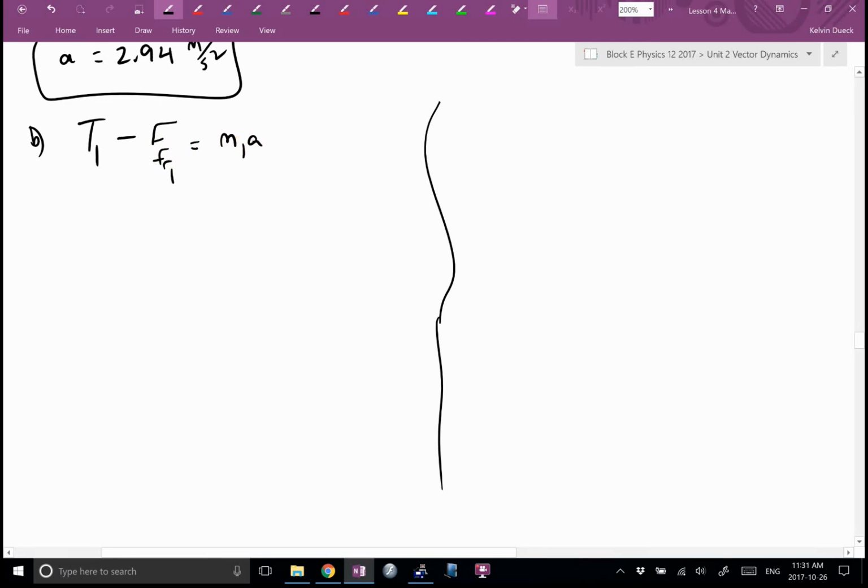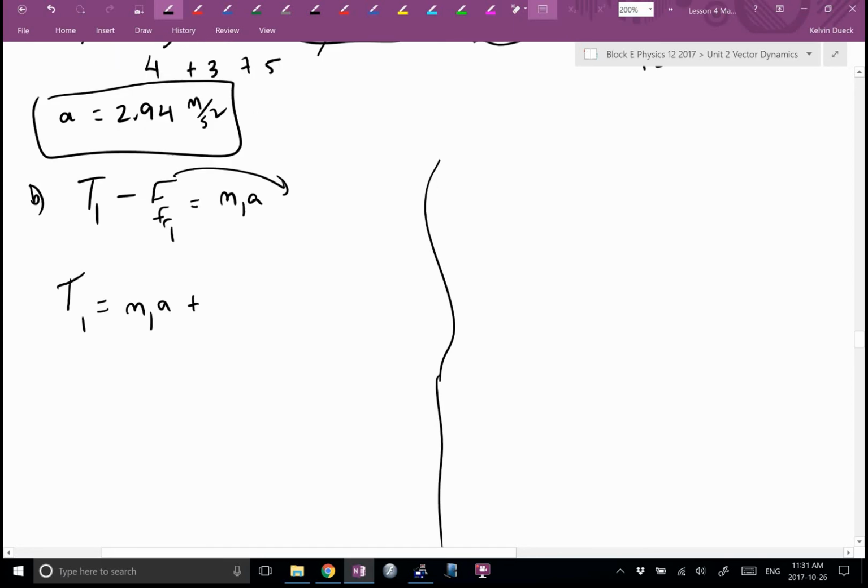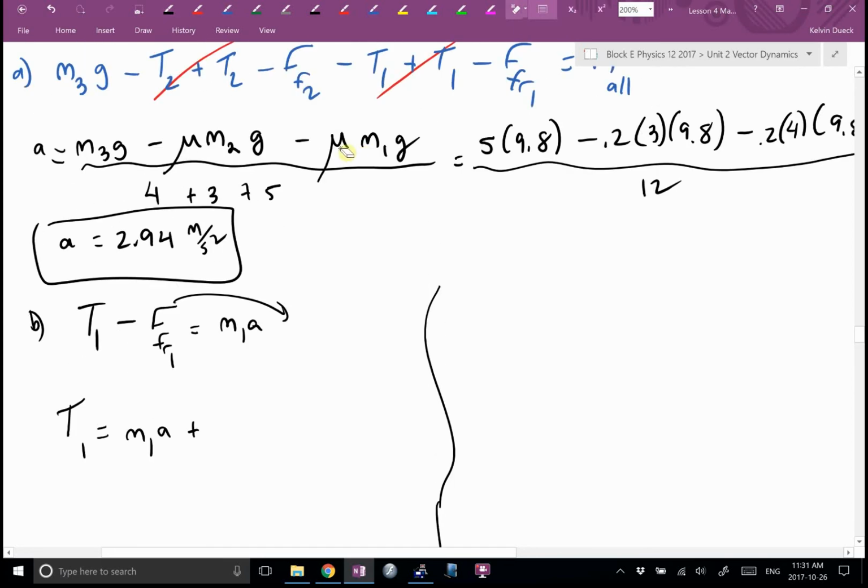In fact, I'm even going to move that over right away. Now I'll start substituting even more. It's going to be M1A plus friction force number 1, which I wrote up here. Friction force number 1 was mu M1G. It's going to be 0.24, 9.8. We'll do one algebraic version just for giggles.